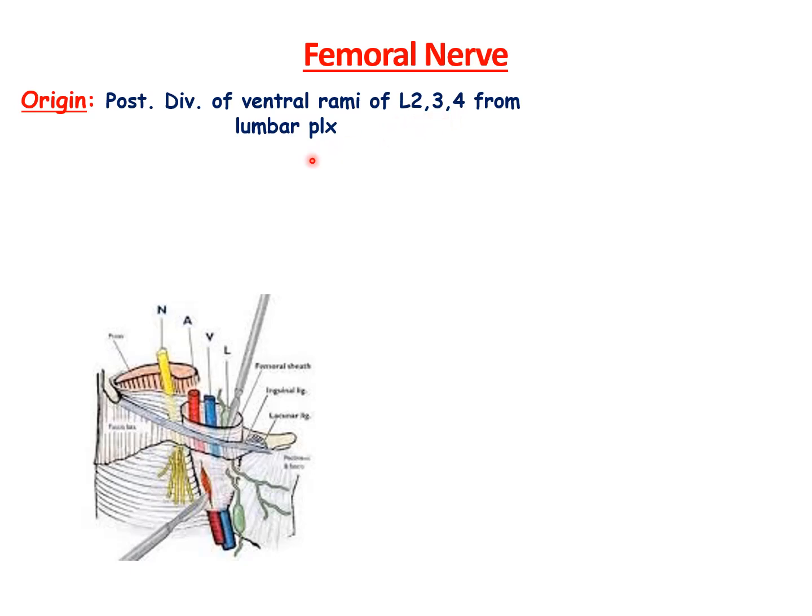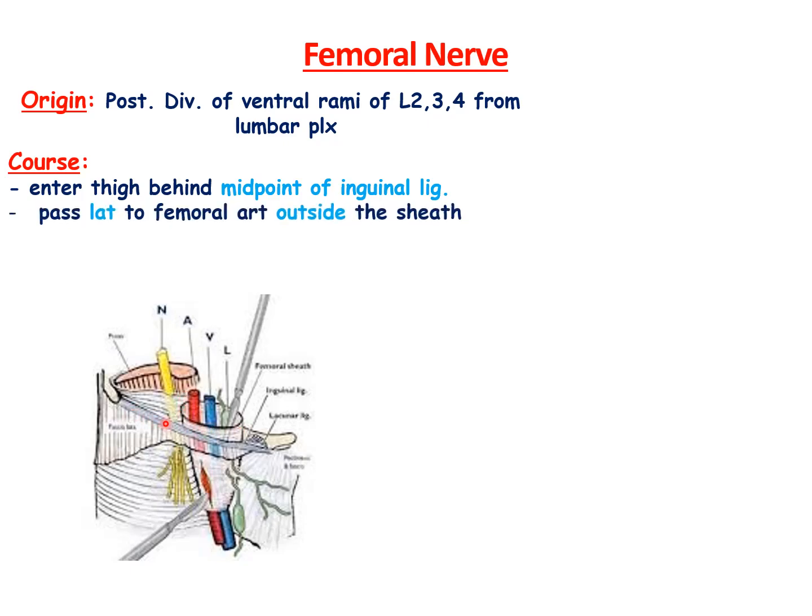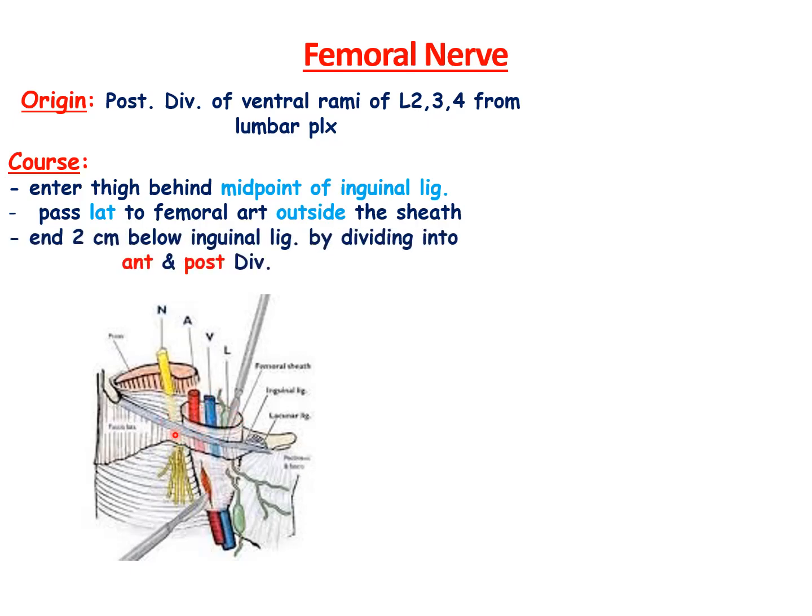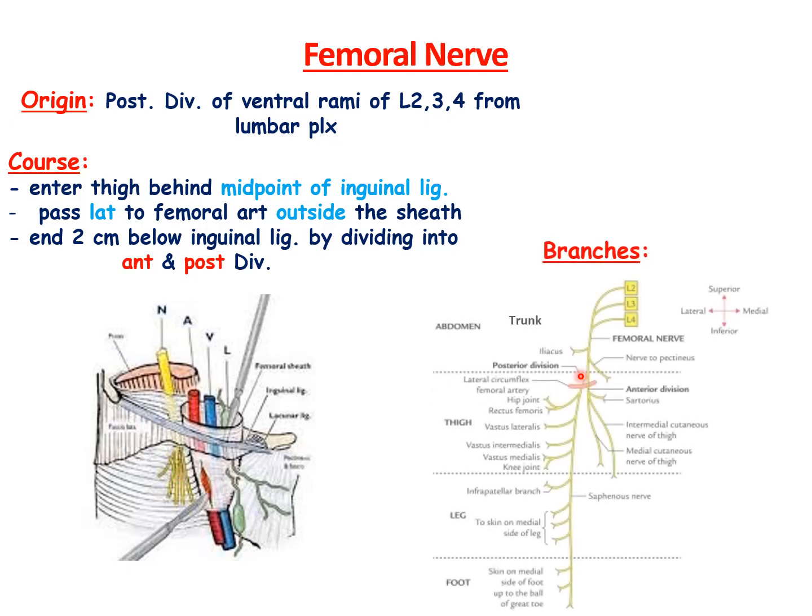And lastly, the femoral nerve. The femoral nerve arises from the posterior division of the ventral rami of L2, 3, and 4 from the lumbar plexus. It enters the thigh behind the midpoint of the inguinal ligament. It passes lateral to the femoral artery outside the femoral sheath. 2 cm below the inguinal ligament, it ends by dividing into anterior and posterior divisions.